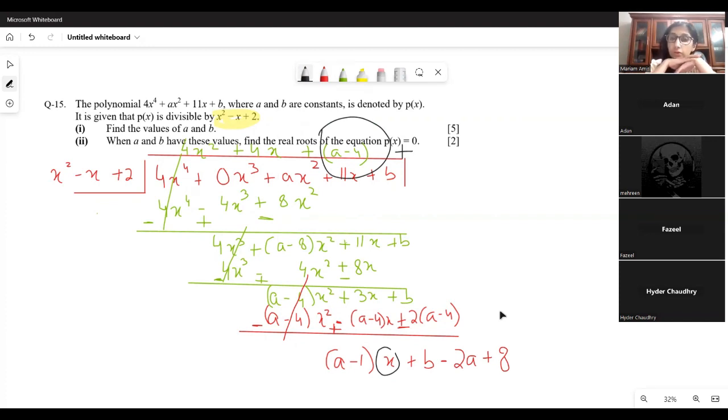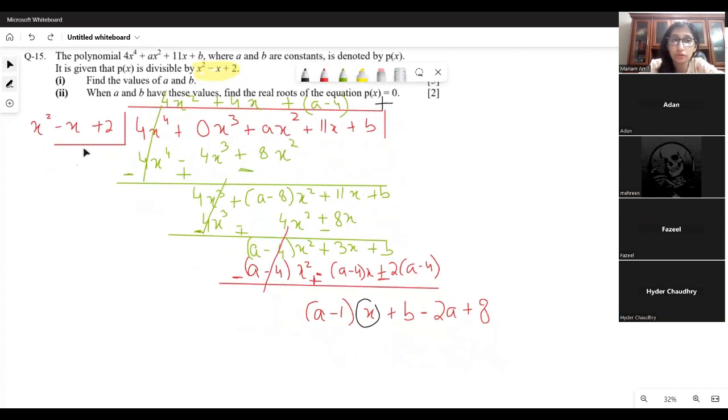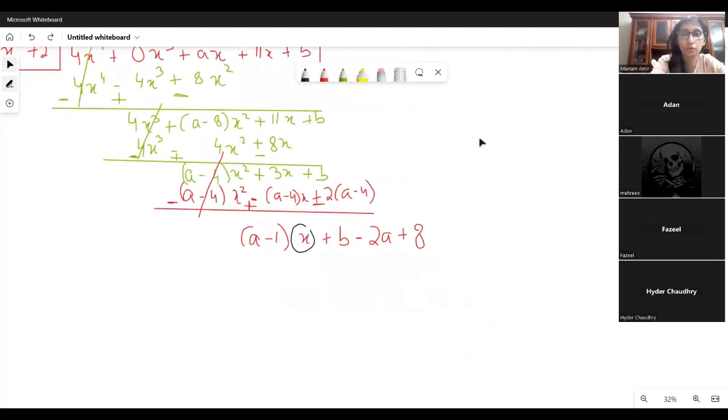ठीक है. तो the division stops here. इससे further long division नहीं हो सकती. जब आपके पास एक प्लस कांस्टेंट आ गया ना, उसके बाद कोई छोटी x की पावर नहीं एग्जिस्ट करती. So that means this is your remainder. However, the remainder should have been 0 because this is a factor. तो अब इसको 0 के इक्वल होना चाहिए.